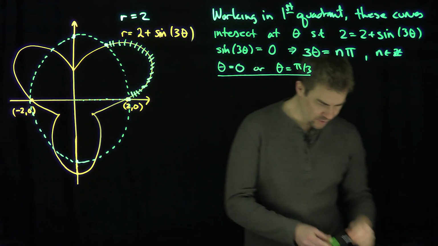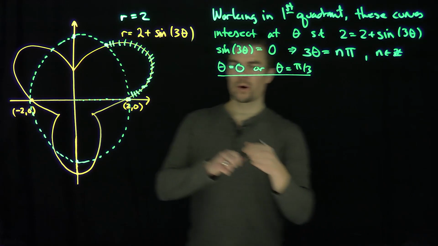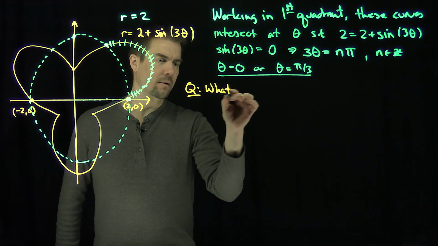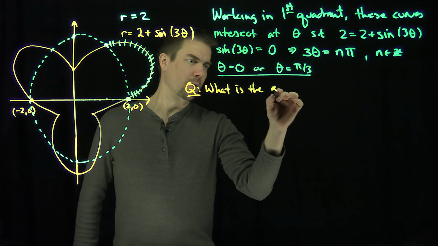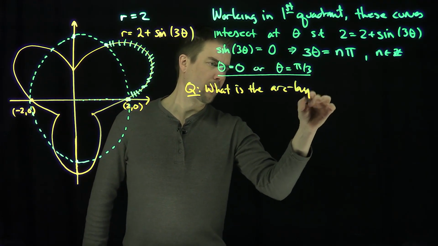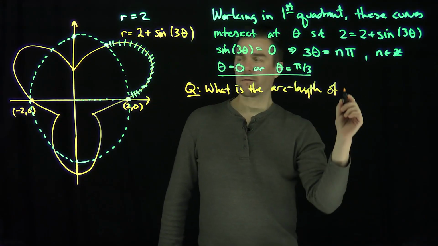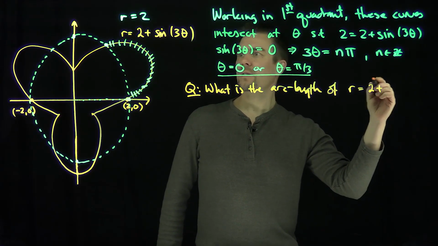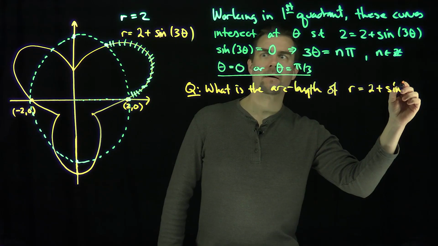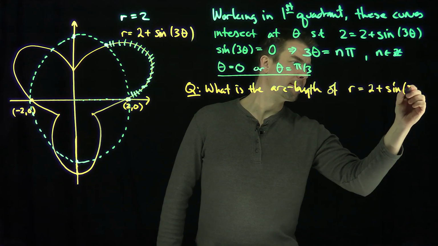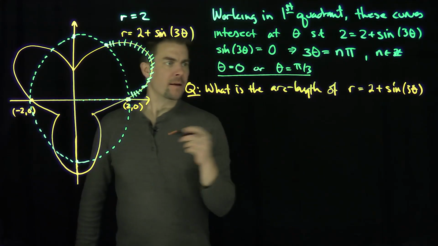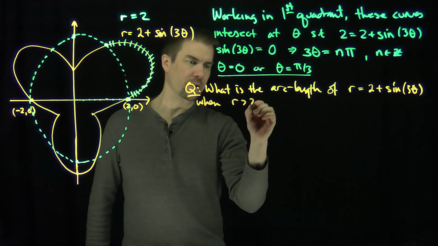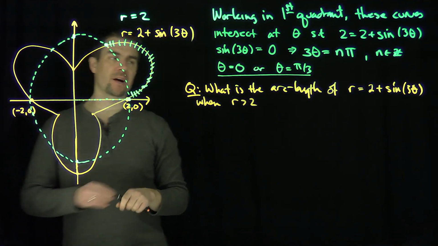Now we'll address the following question. Question: what is the arc length of the propeller, r equals 2 plus the sine of 3 theta, when r is bigger than 2? So this is the dashed line that I've plotted over here.